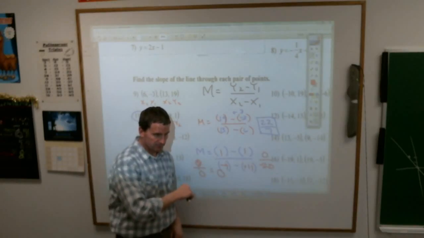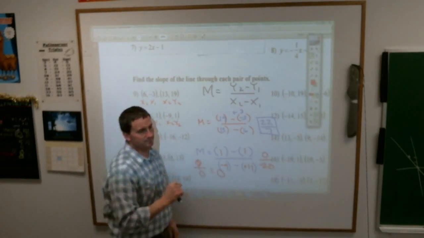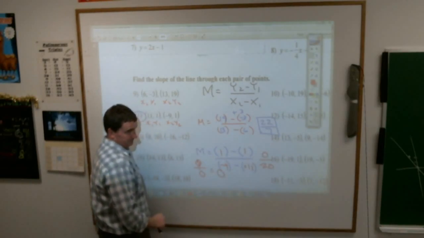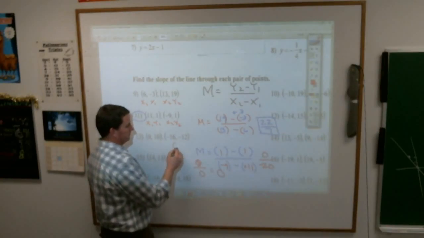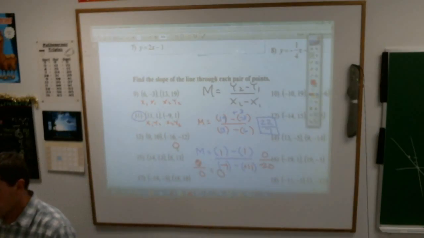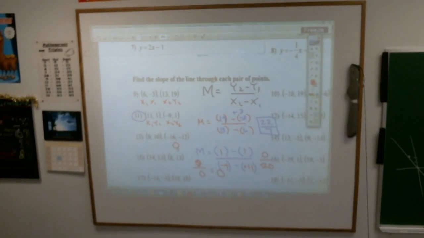No. Wait. No. Positive 11 plus negative 9. Negative 9 minus 11. So it's zero. 0 slope. Wait, how do you graph? You're not graphing, you're just giving me slope. If it has a 0 on the top, it's slope zero. Negative 9 minus 11. Give me a second.